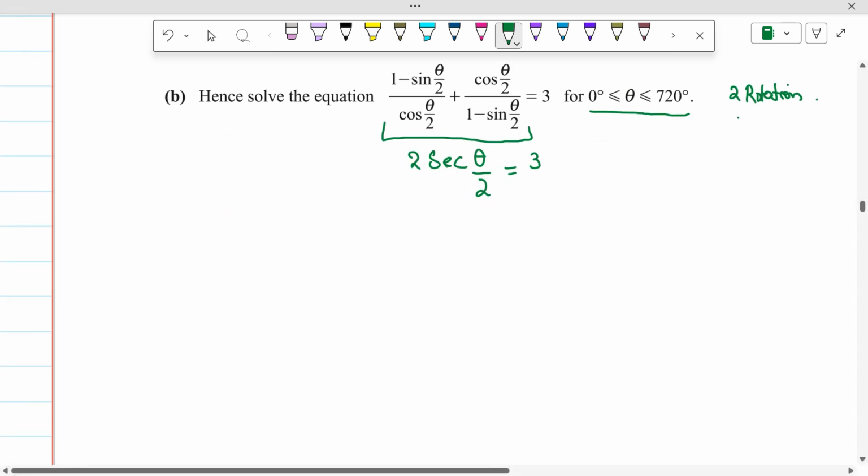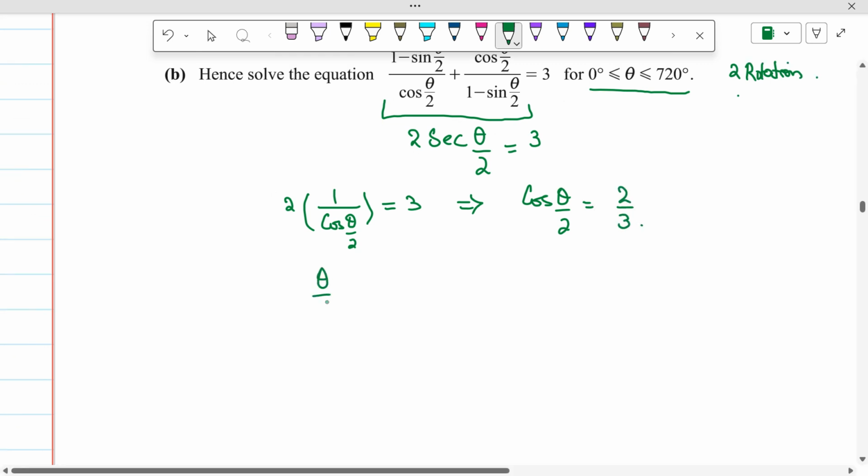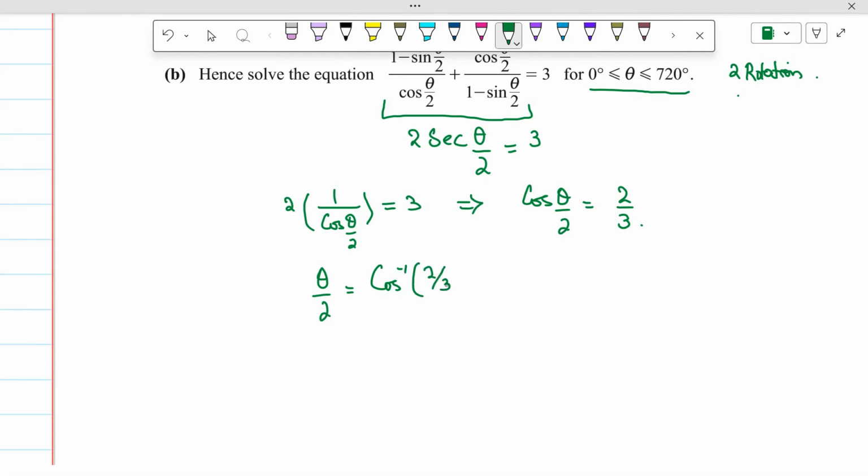Now we can write secant of theta by 2 is equal to 1 over cos of theta by 2. So 2 times 1 over cos of theta by 2 is equal to 3, and further solving we will have cos of theta by 2 is equal to 2 over 3. Now we can find theta over 2 is equal to cos inverse of 2 over 3.